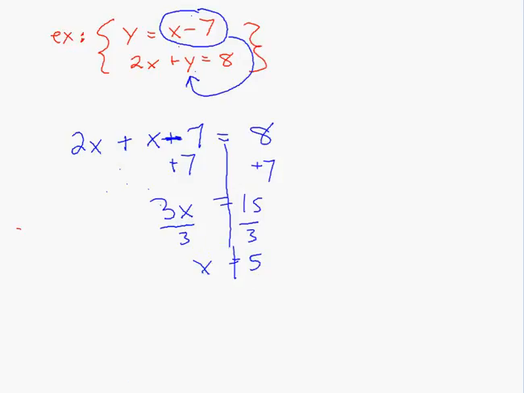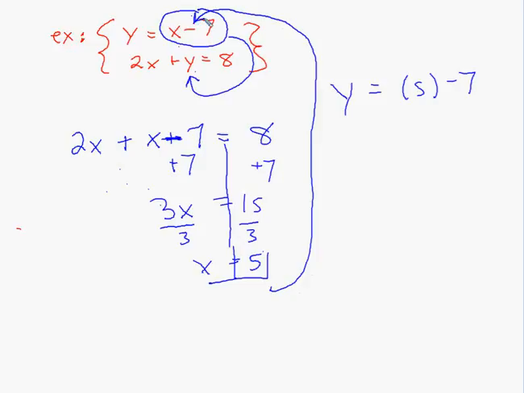But that is not my final answer. I need to take that and put, now I can put it into either one and then solve for y. I'm just going to put it in the first one. Why would I do the first one? Because it's already solved for y. You see what I mean? I took this 5 and I put it in for x right here. So y equals 5 minus 7, which is negative 2. So my answer is 5, comma, negative 2.